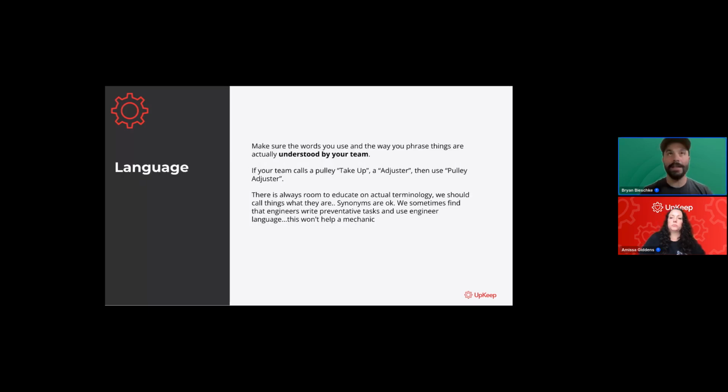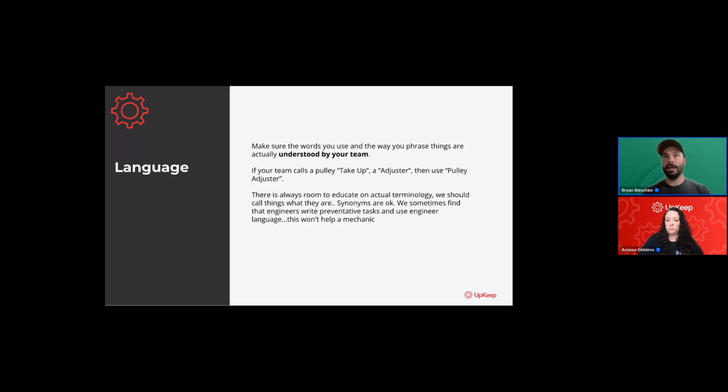Okay, first bucket, language. One of you mentioned language. Well, I'm here to tell you I get it, and it's such a missing link in PM task creation. Make sure the words you use and the way you phrase things are actually understood by your team. And here's my example, because conveyance often is misunderstood in component nomenclature, right?